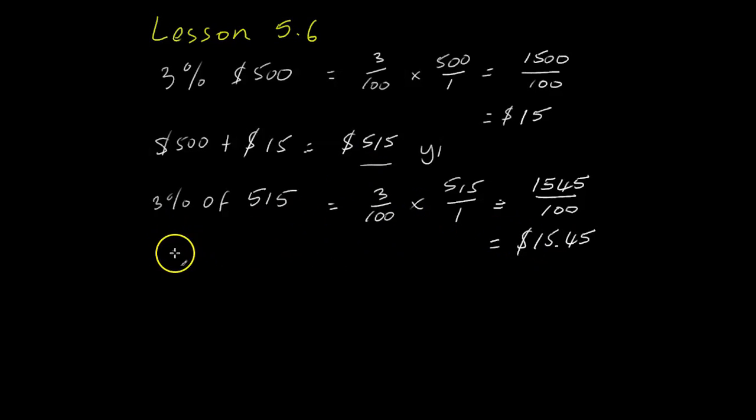So the account would have started with $515 plus the $15.45 will give us $530.45. This is year 2.